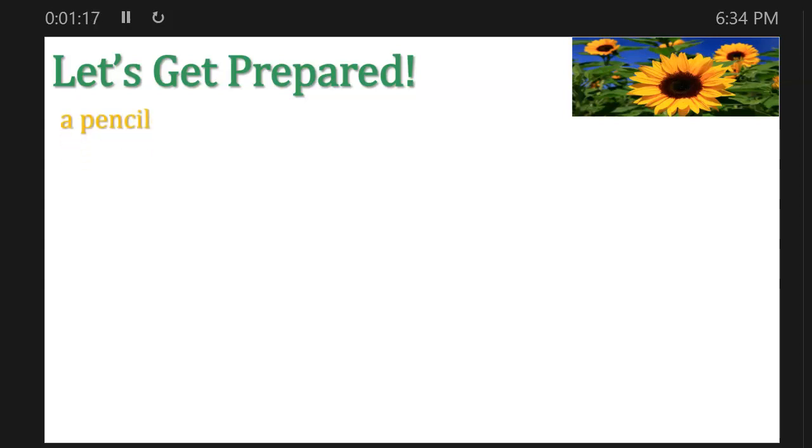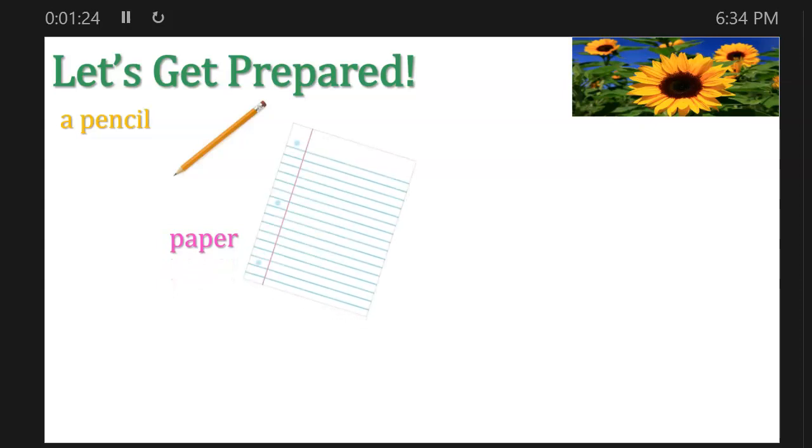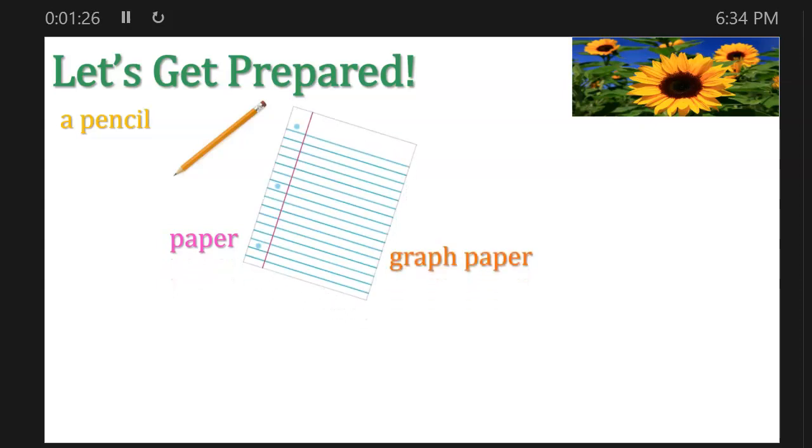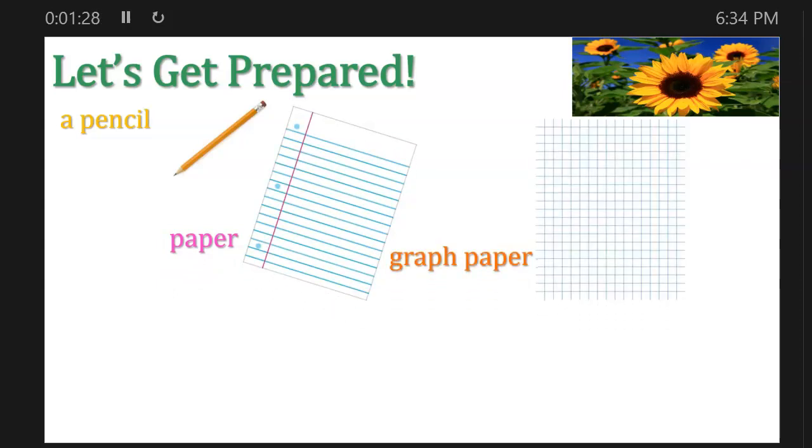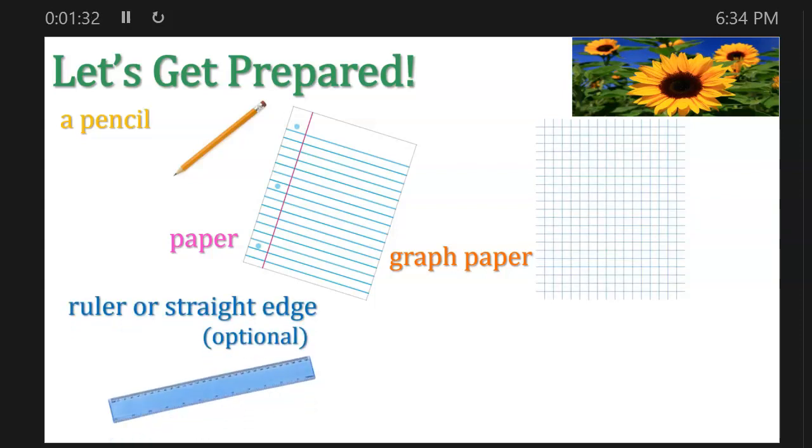You're going to need a pencil for today's lesson, preferably with an eraser in case you make errors you would like to correct them. Paper so that you can take notes. Also some graph paper because we are working with geometry. And a ruler or straight edge is optional so that you can draw straight lines, but not exactly required.